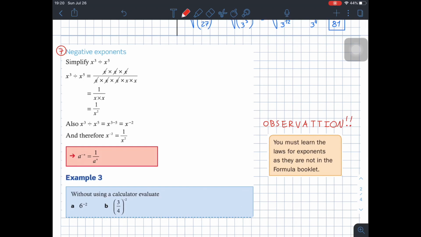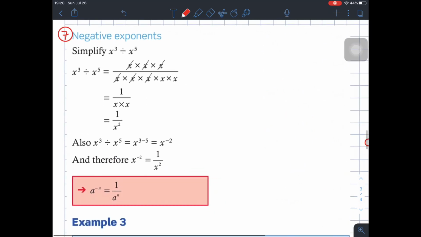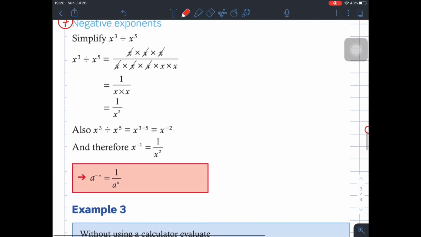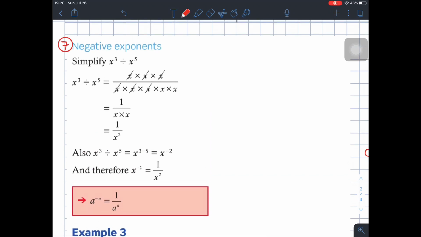It says, simplify x cubed divided by x to the power of 5. So what do we get? 3 x's on top and 5 x's below. So if we simplify 3 x's here, we're going to be left with 2 x's in the denominator. So this is equal to 1 over x squared.